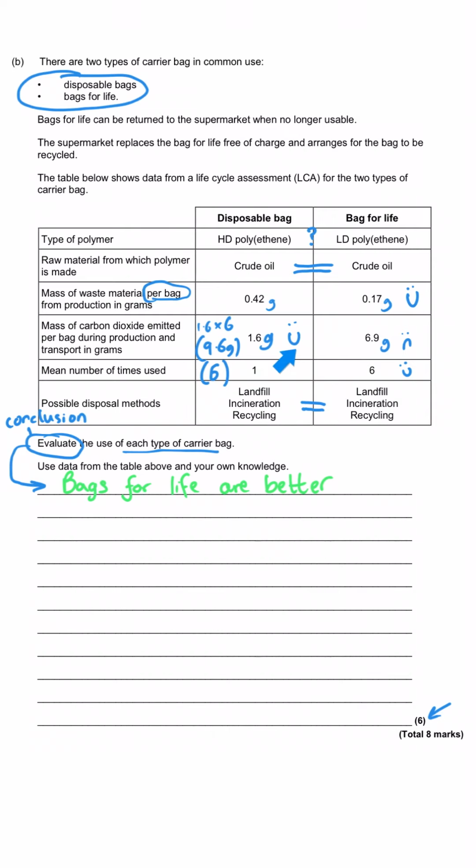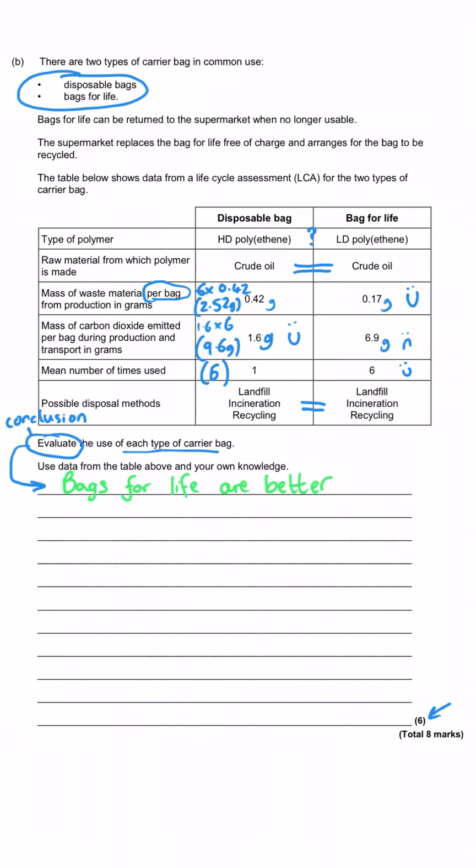So that smiley face hides the fact that we have to use 6 bags, which actually turns that into a sad face, I think, on this occasion. And then if we do the same thing for the waste produced in grams, waste material, not just carbon dioxide, then 0.42 multiplied by 6 is actually 2.52 grams of waste material.